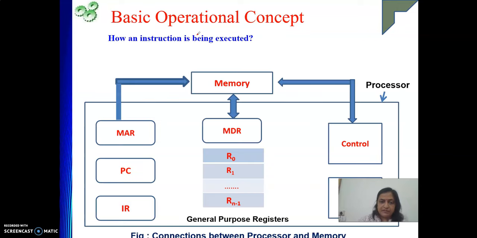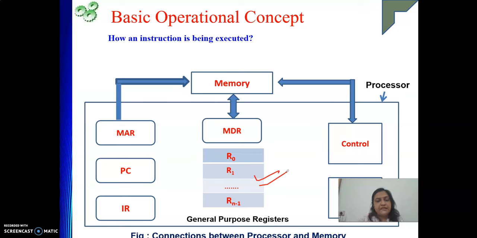So we'll take up one example. Say this one, add R1 comma R2. This instruction we want to execute. So see, this instruction is performing add operation. Who will do that? ALU will do that. R1 and R2, where are they? They are inside your processor. R1, R2 are there inside the processor.